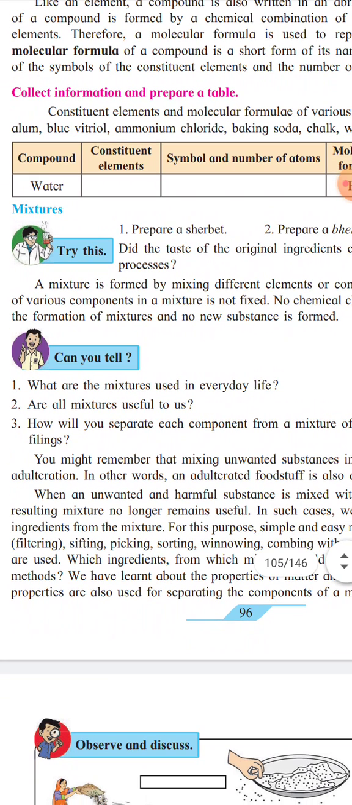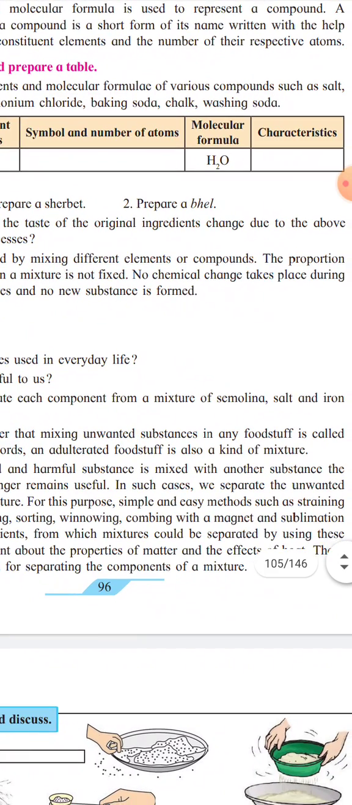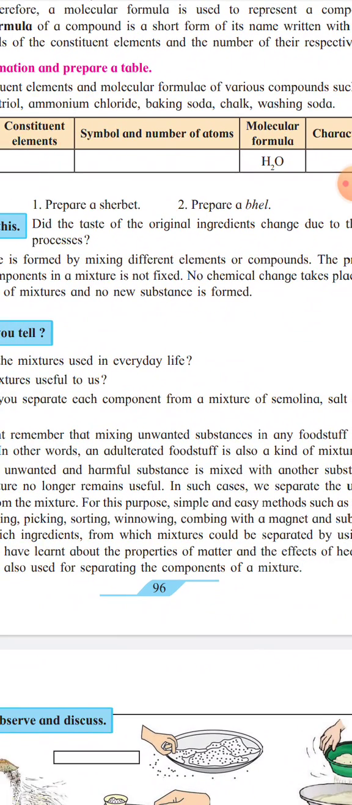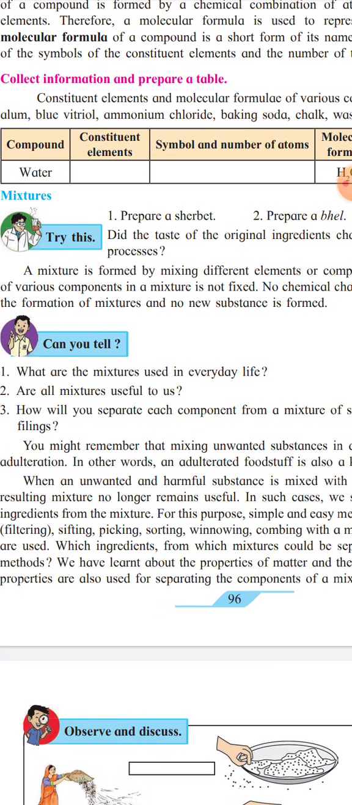Now mixture. We will see the next part of this lesson. Which lesson? Yes, elements, compounds and mixtures. This is the last topic of this lesson, mixture. Here they told us to prepare a sharbat, prepare a bhel. Did you find the original ingredient taste change due to the above processes? When you prepare the sharbat or the bhel, each individual substance's taste is different when it is alone. But when a mixture is formed by mixing these different materials, the taste does not remain the original.